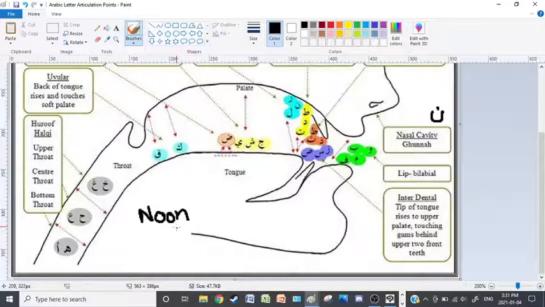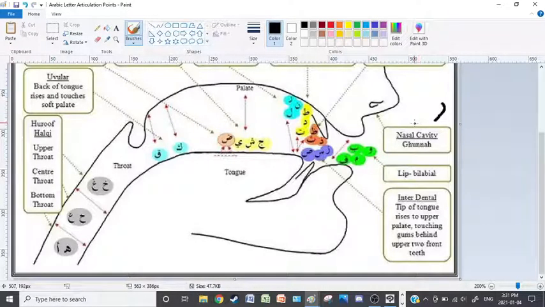Noon, the N sound. Just as the M sound uses the lips, the N sound uses the tip of the tongue and the palate. Lastly, and this letter may be difficult for some, the letter ra.